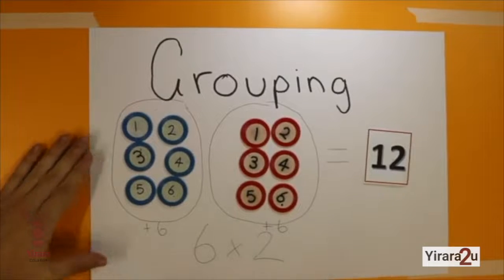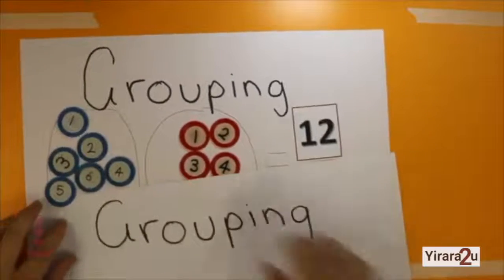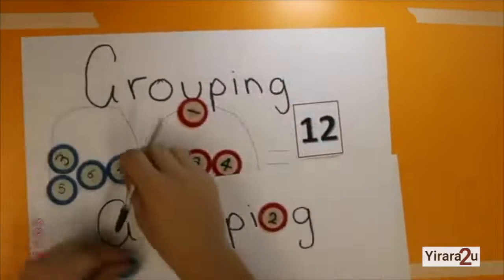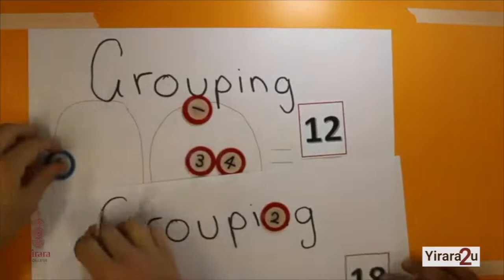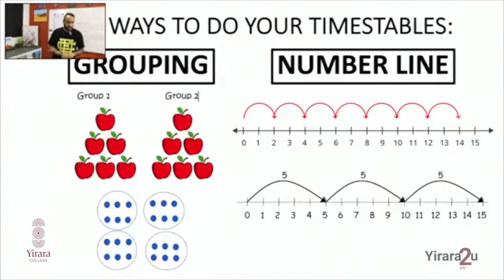Let's have a look at another example. Using the same strategy and also using our counters, let's have a look at what we can do to find the answer 18. Now again, if you're stuck on your times tables, and we'll be looking at that task for today, you can use this strategy or the number line strategy, whichever one is easiest to you, to solve some of those problems. Again, like I mentioned, you can also use anything lying around the house. It doesn't have to be counters, but you can use little objects around the house to help you with this strategy.